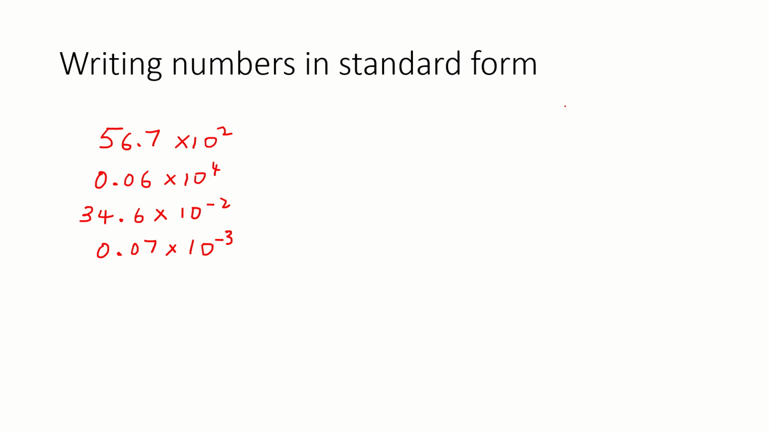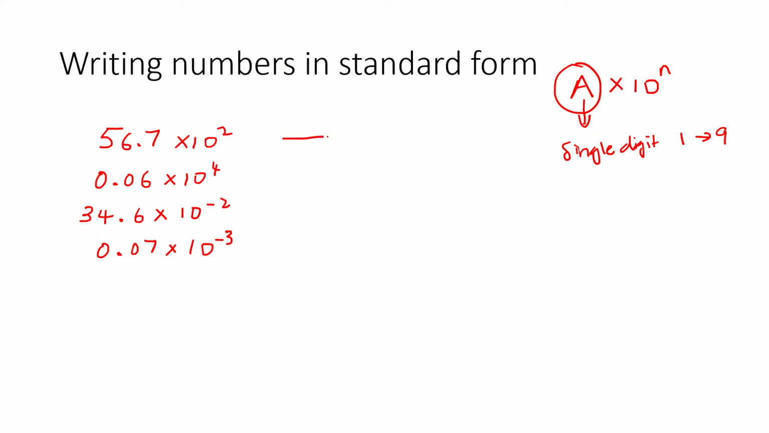It's because the rule is very simple, okay? It's a times 10 to the power of n. Now this a here has to be a single digit. The first number has to be a number in between 1 to 9, okay? And it has to start with a single digit. Now in this case here, it is 56.7, so this is a double digit here. So this is not a standard form.